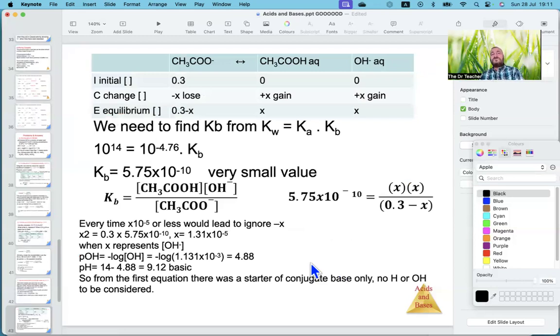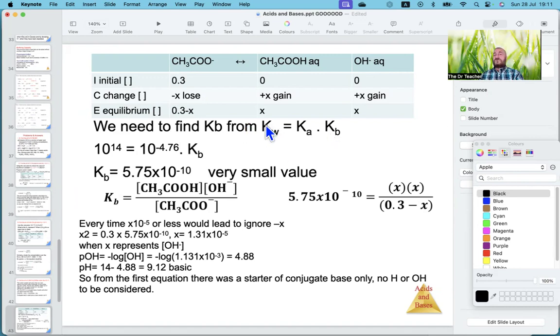Now we come to the initial, change, equilibrium table. Initially, this one was 0.3, and there wasn't anything for these two. Once changed, this lost minus x, but these two appeared as x and x. So at equilibrium, we have 0.3 initial minus the loss x, and here x and x being formed. Now we need to find Kb from the fact that the Kw of water is Ka times Kb.